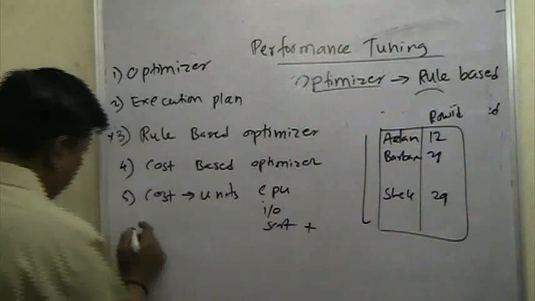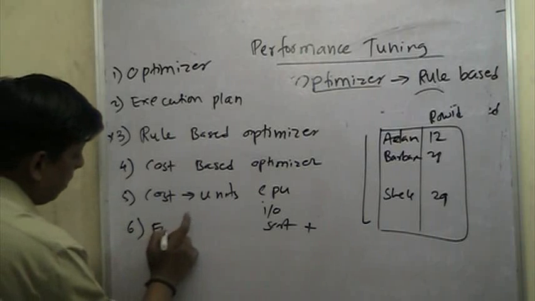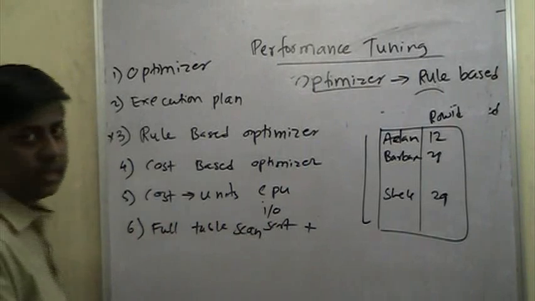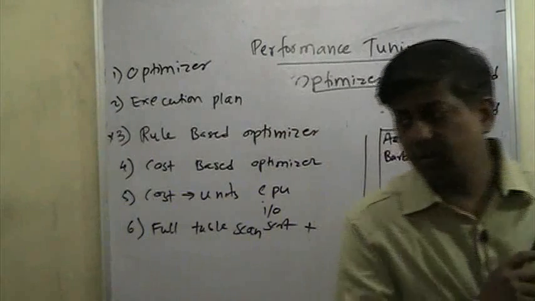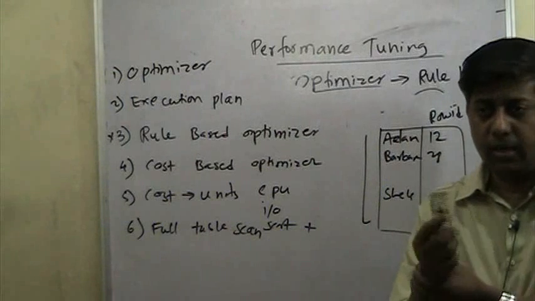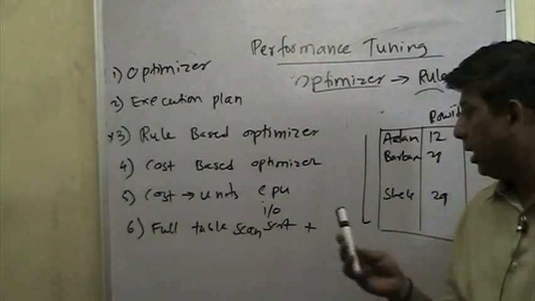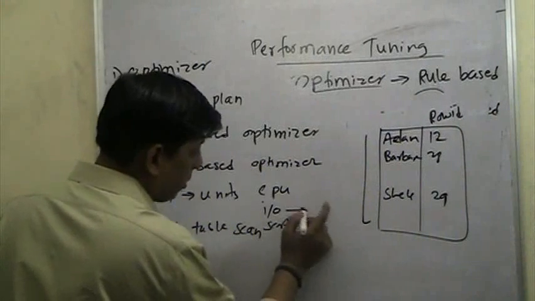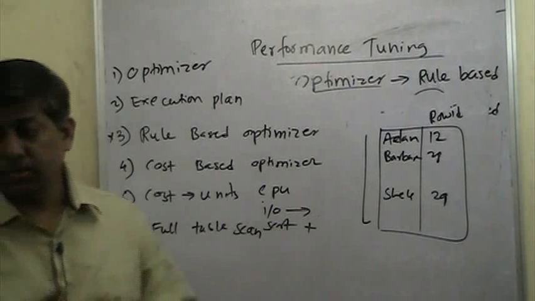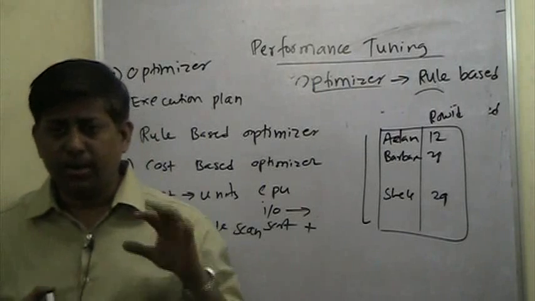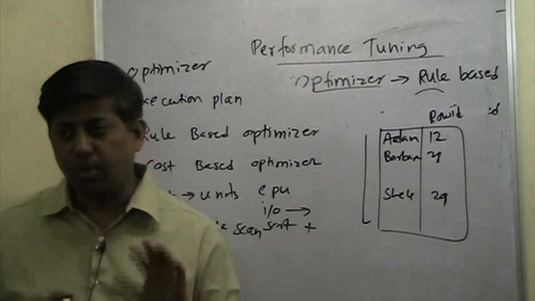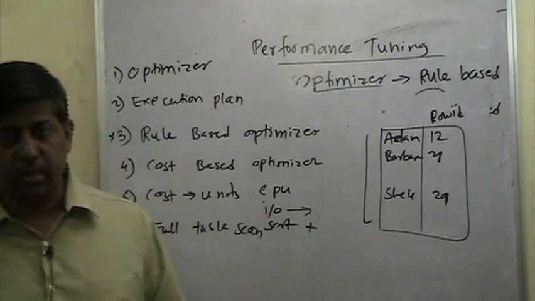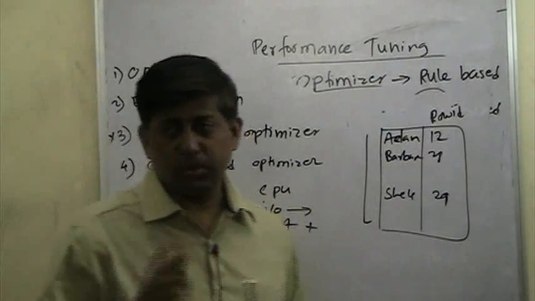The next thing to remember is, what is a full table scan? A full table scan is reading each and every block of a table to get the answer to your query. It is very time consuming. Obviously you are reading all the blocks, so IO cost is very high. IO is disk IO: reading from the disk and writing to the disk, input, output. So IO cost is very high when you are doing a full table scan, and disk is always slower.